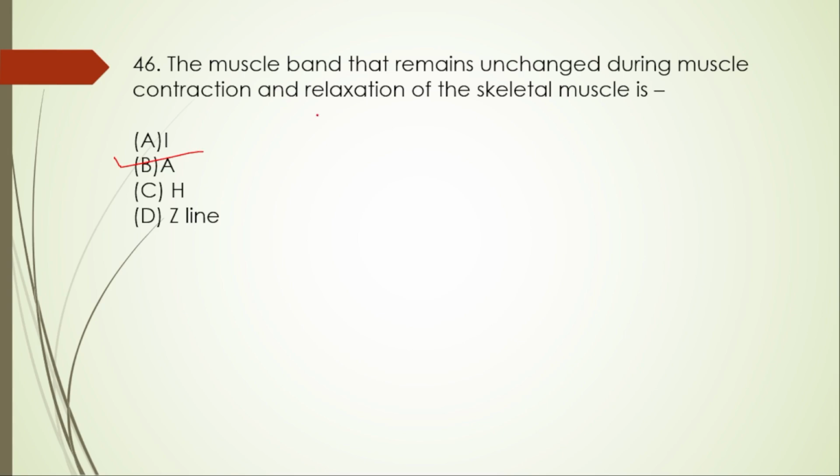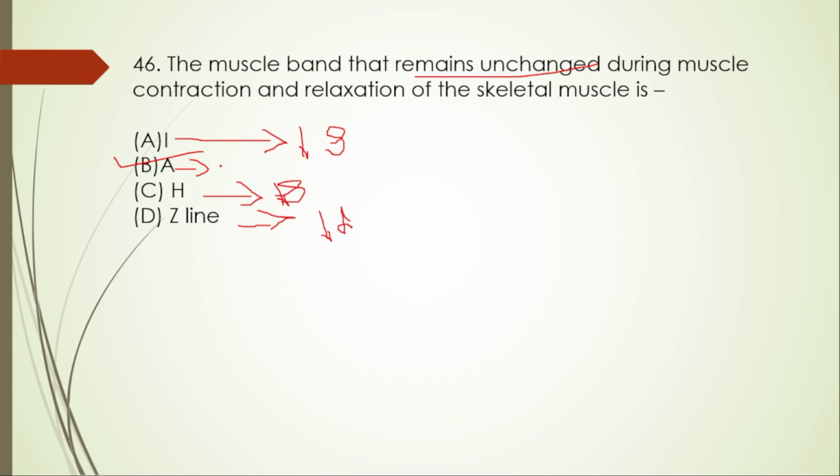See, according to the sliding filament theory, A band will remain the same, unchanged. I band is going to be shortened. And what about H? H zone is also going to be shortened or even sometimes disappears. And what about Z? The distance is going to decrease. H and I band are shortened. But what about A? They remain the same.